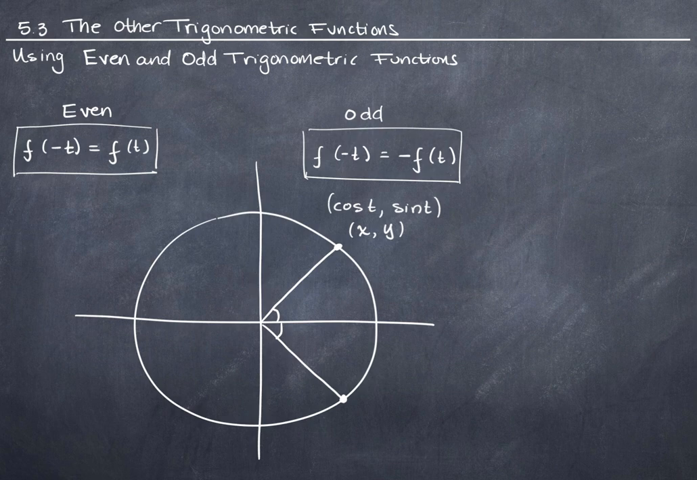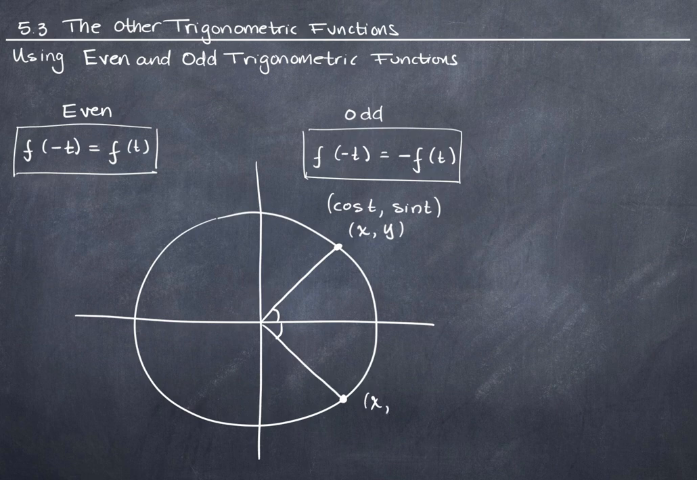Okay, but the coordinates are going to be the same for x, right? For both of these angles, for both of these points, the x coordinate is going to be the same. I can go out this far and then up, or I can go out this far and then down. So x is exactly the same value.